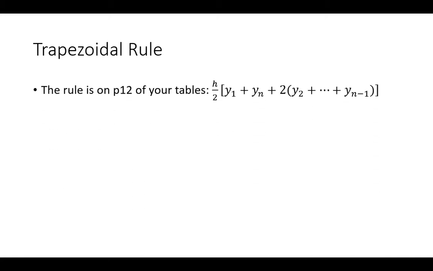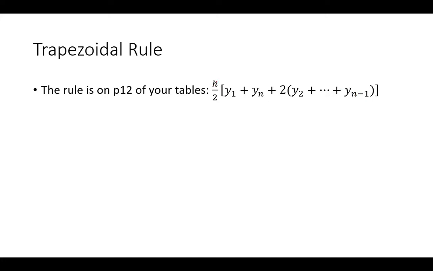The formula is on page 12 of your tables, and it looks like this: h over 2 times (y1 plus yn plus 2 times (y2 plus ... plus yn minus 1)). Unusual symbolism, but if you look at it carefully, it's the width of each strip over 2, multiplied by the first height you come across on your irregular shaped object, plus the last height, plus 2 times all the other heights that occur between these two. So y2 is the second height, and yn minus 1 is the penultimate height, or the second last height.